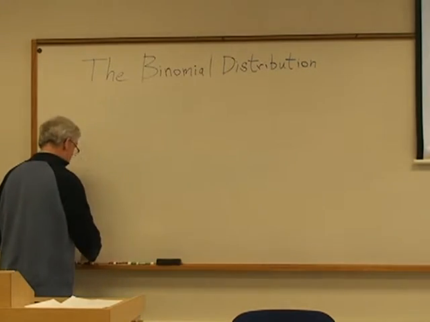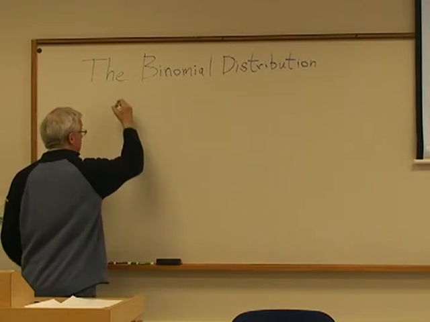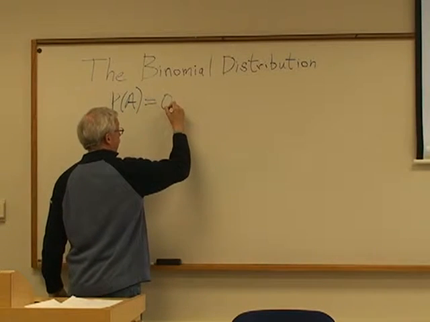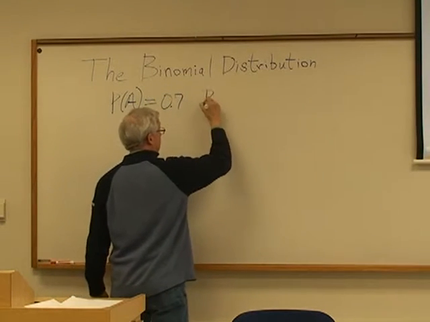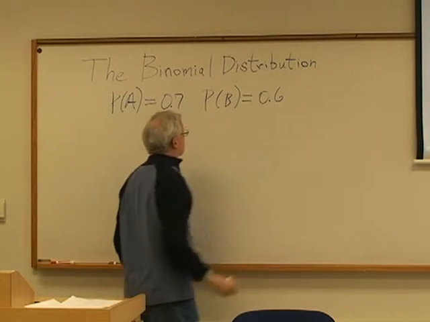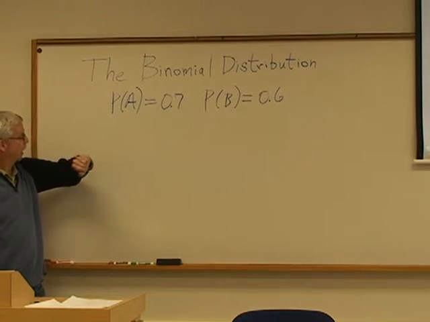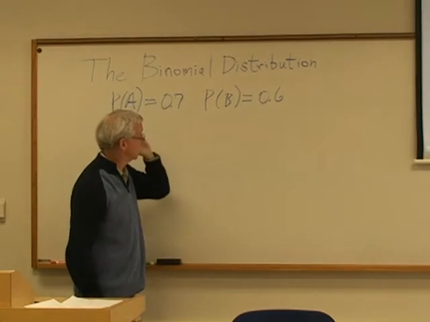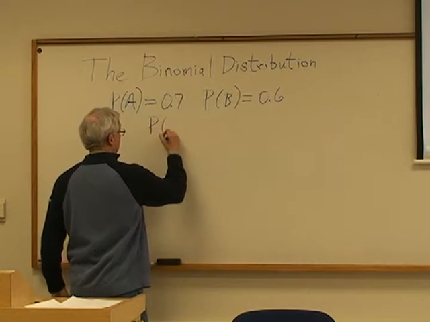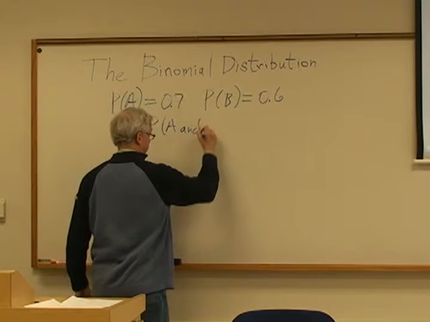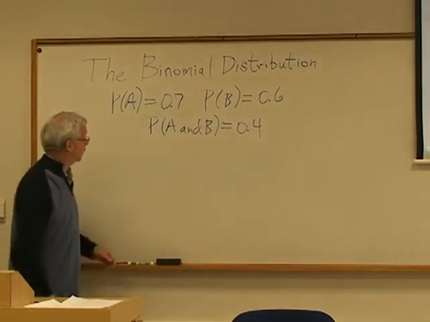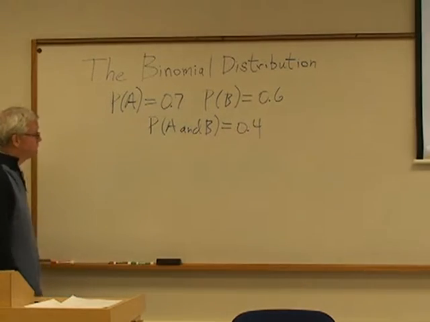But first, let's just do one little counterexample. Suppose I have the following, that the probability of some event A is 0.7, and the probability of another event B is 0.6. That is, 70% of the population belongs in category A and 60% of the population belongs in category B. But the overlap, the probability of A and B, is 0.4. That is, only 40% of the population belongs in both categories simultaneously.